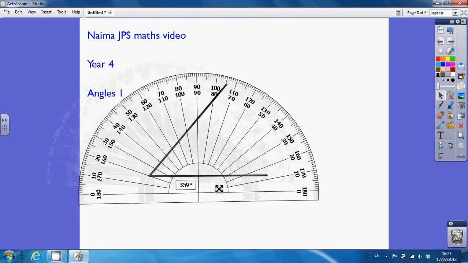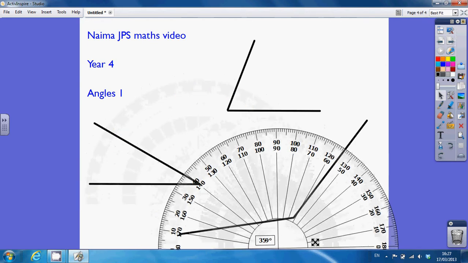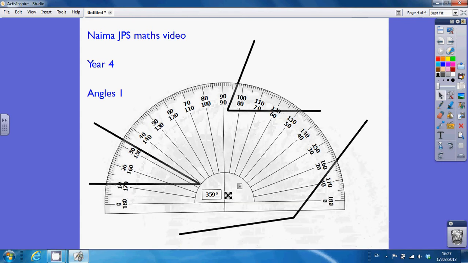Okay, so you're going to do some measuring. Let's go on to the next page. Here are some different angles. Now I'm going to line up the protractor for you, and then you're going to read how big the angle is. Remember, it's really important that we line it up where this part here, where the two lines cross, is lined up against the angle.